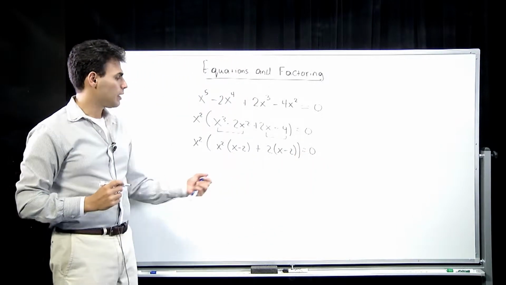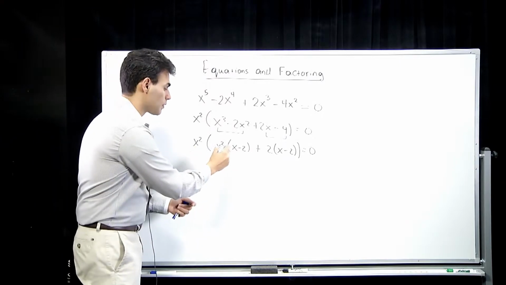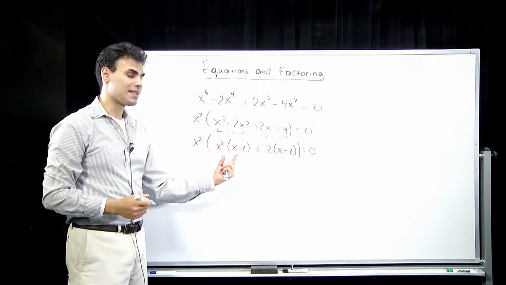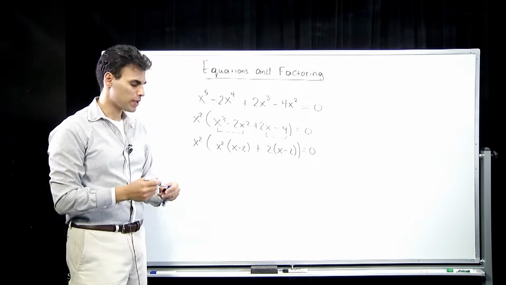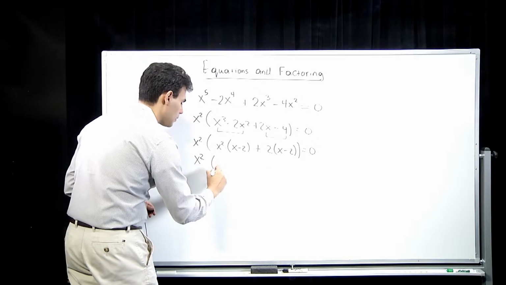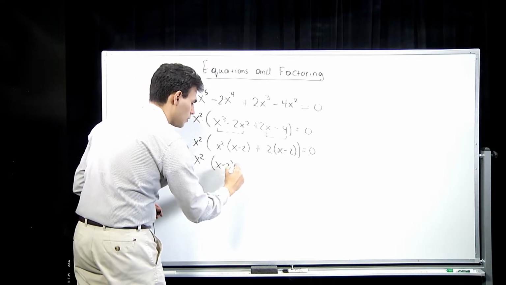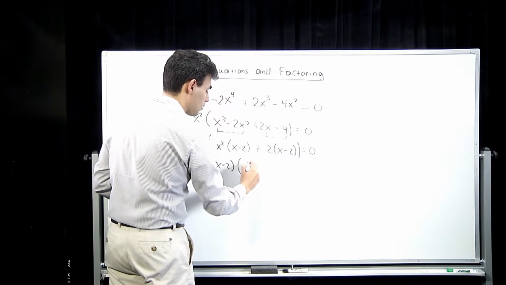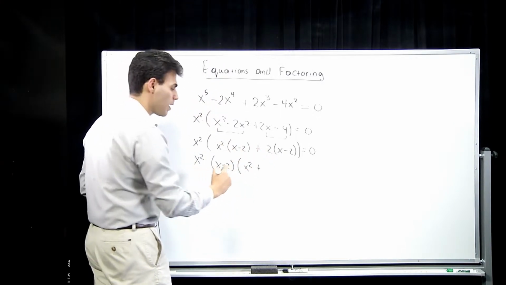All right. Now, we do have two terms. This is term number 1, and this is term number 2. And between these two terms, I see the whole parenthesis x minus 2 as a common factor. So I will take that out, and I'm left with the x squared from here and the plus 2 from there.